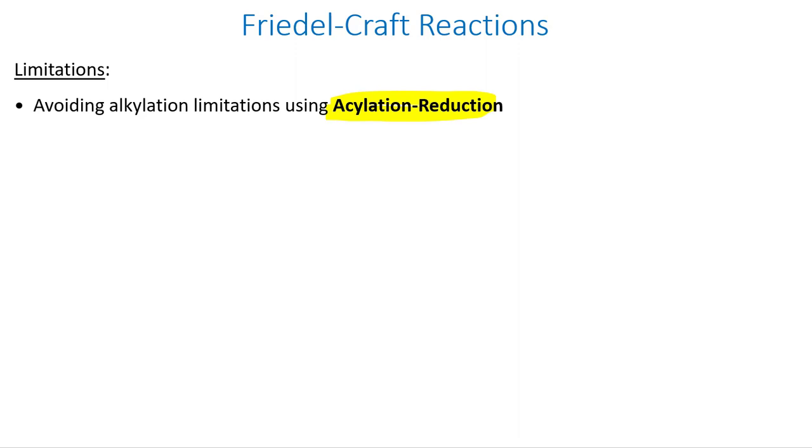Now, the way to avoid both of these limitations, potential multiple alkylations as well as the carbocation rearrangement, is to use a process called acylation-reduction. So what we'll actually do is to acylate our arene first and then reduce it to the alkyl arene that we want.